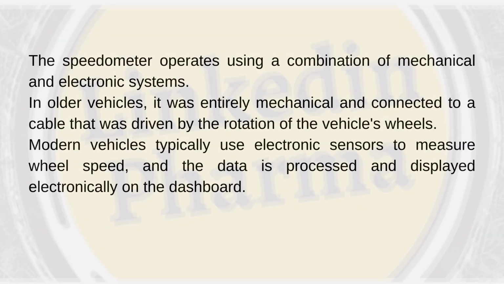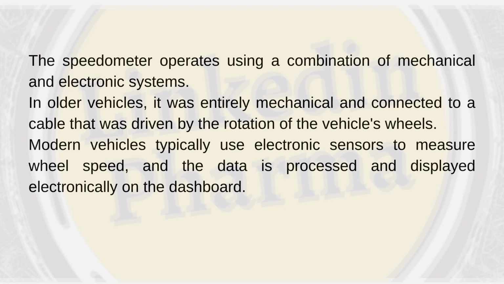The speedometer operates using a combination of mechanical and electronic systems. In older vehicles, it was entirely mechanical and connected to a cable that was driven by the rotation of the vehicle's wheels. Modern vehicles typically use electronic sensors to measure wheel speed, and the data is processed and displayed electronically on the dashboard.